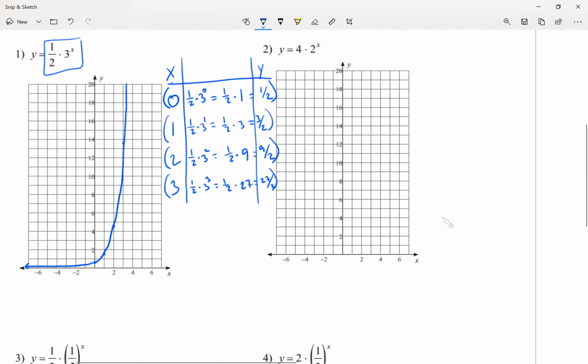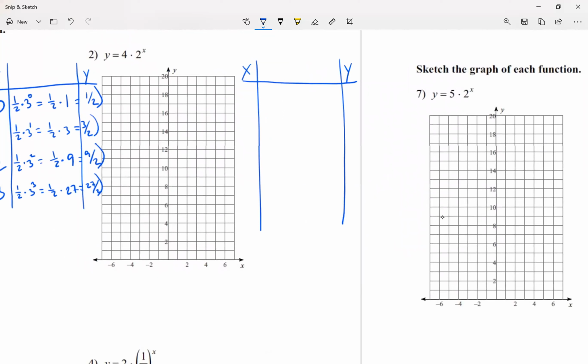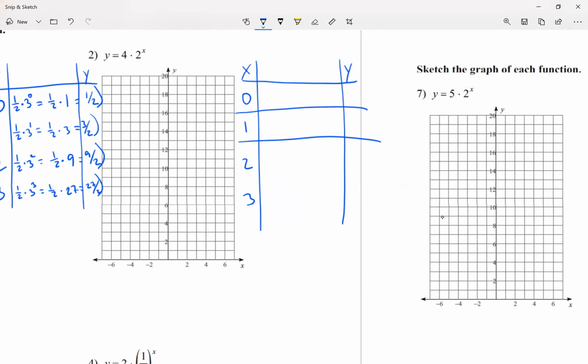Okay, let's take a look at question number 2. The base is 2, right? Because it's 2 to the x. The base, I said earlier, when the base is more than 1, the values of x that I'm going to choose are going to be positive. So let me make my table. My x values on the far left, my y values on the far right. There's some space in between. So I'm going to choose 0, 1, 2, and 3 for my x values. If my base was a fraction, I would have chosen negative values because negative exponents undo fractions.